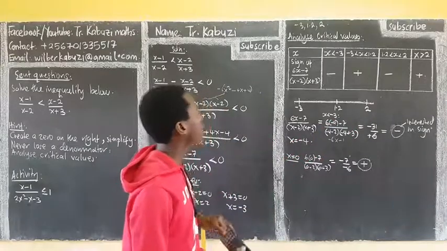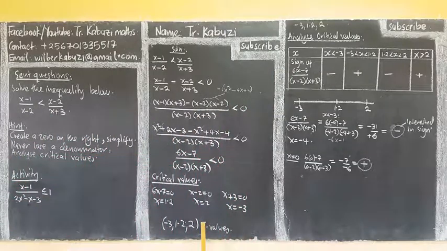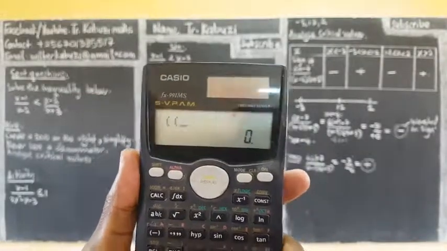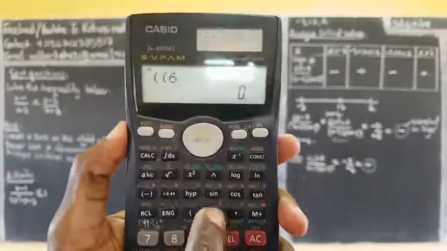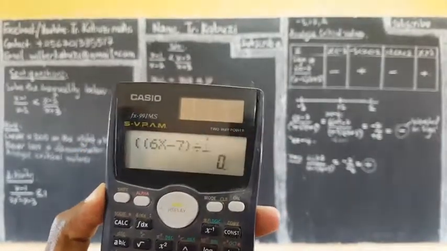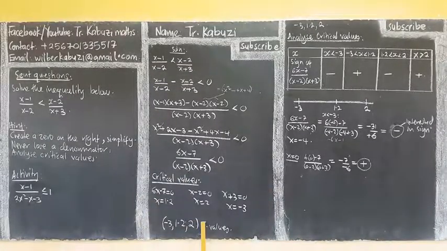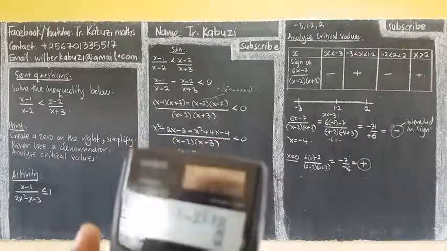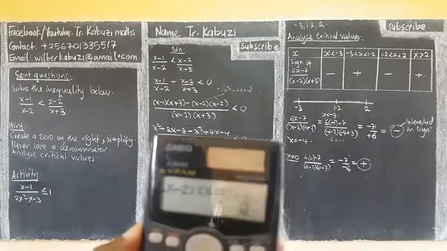The other way is by putting this expression on the calculator, as I'm going to show you. So to put it in the calculator, you open brackets, another bracket, then you put the numerator, 6x minus 7, then you close, and you say divide by. Now you open two brackets there. The first is x minus 2, then the next is x plus 3. You close the bracket, you close the bracket, you close the bracket again.